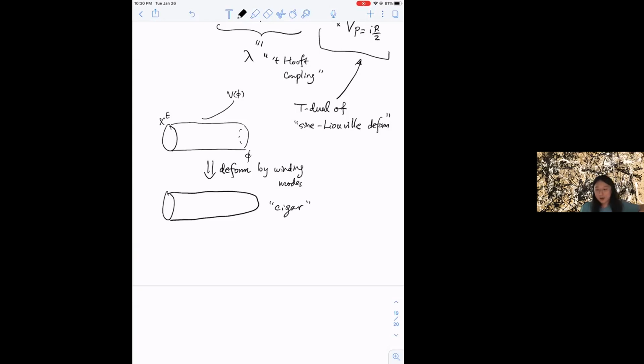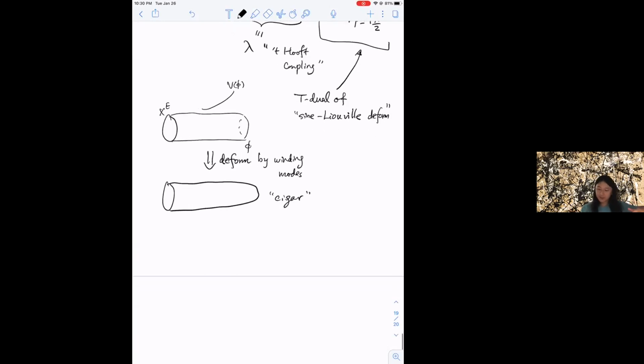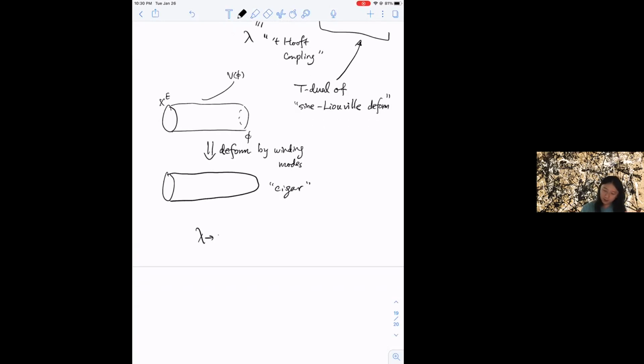Now, this cigar is not the same as what's commonly known as the cigar in the string theory literature, which refers to a special case. So if the deformation parameter lambda goes to infinity, then the Liouville part becomes negligible. We just have the T-dual of sine Liouville.